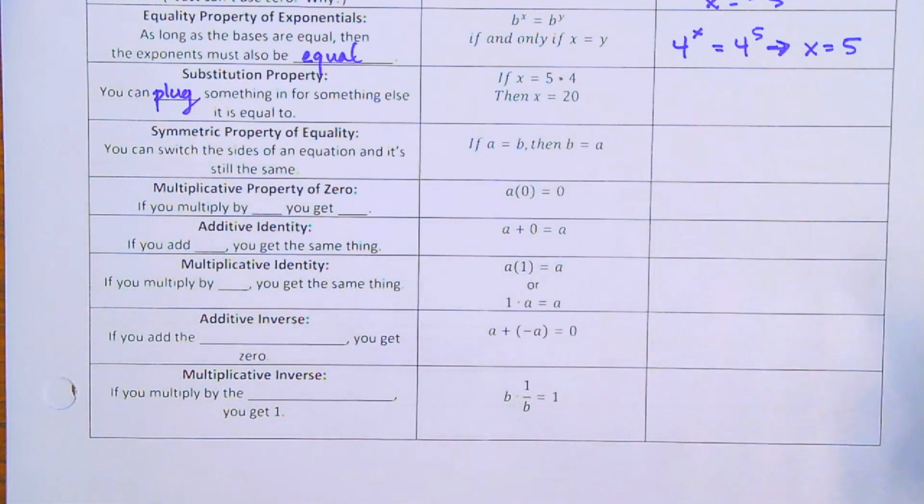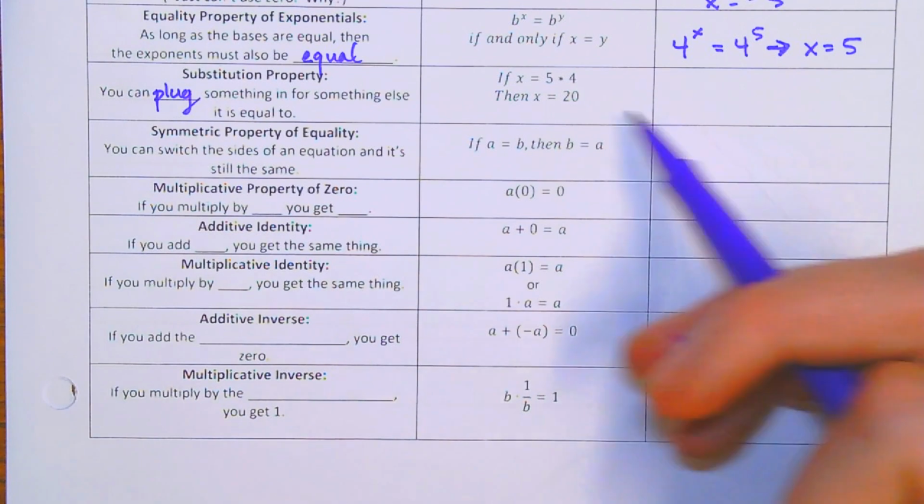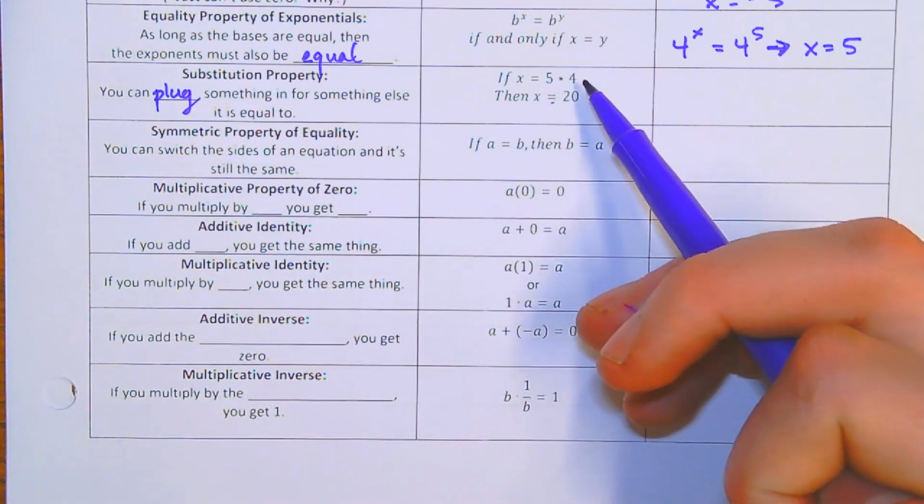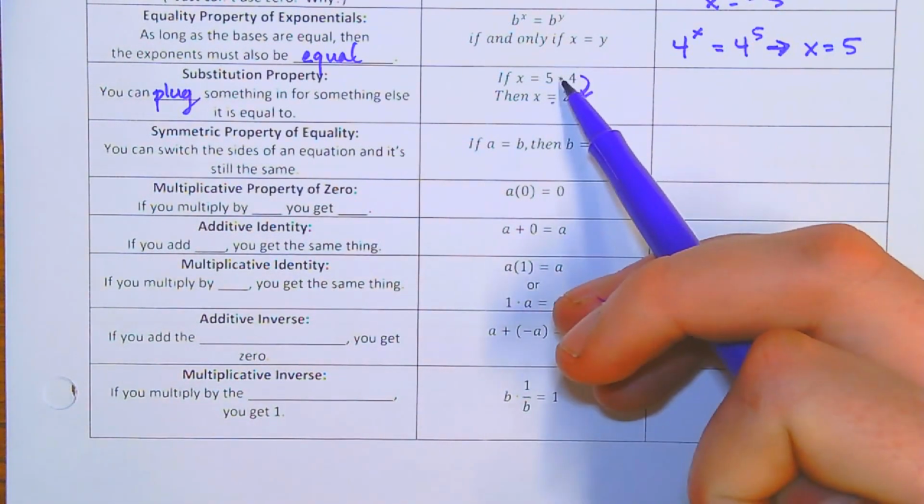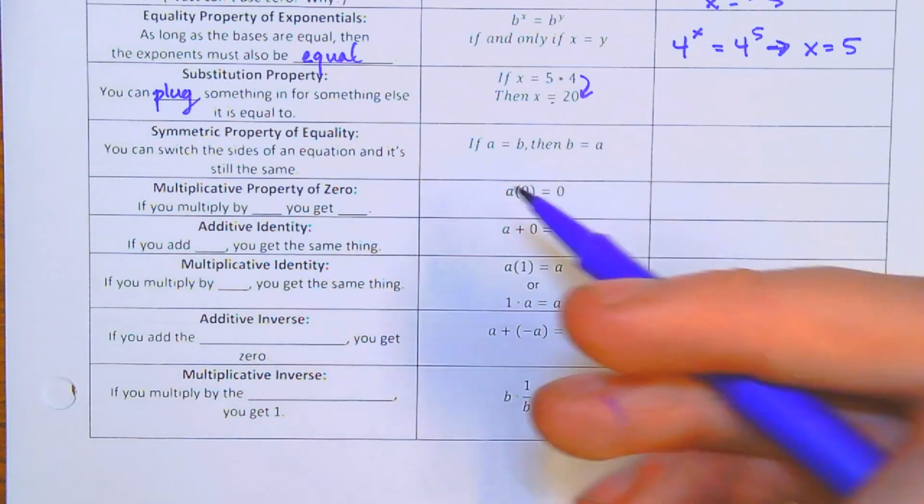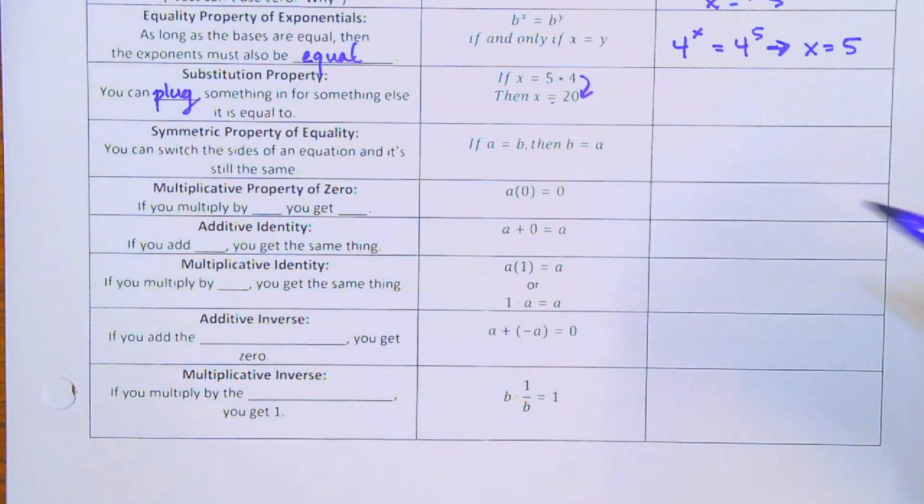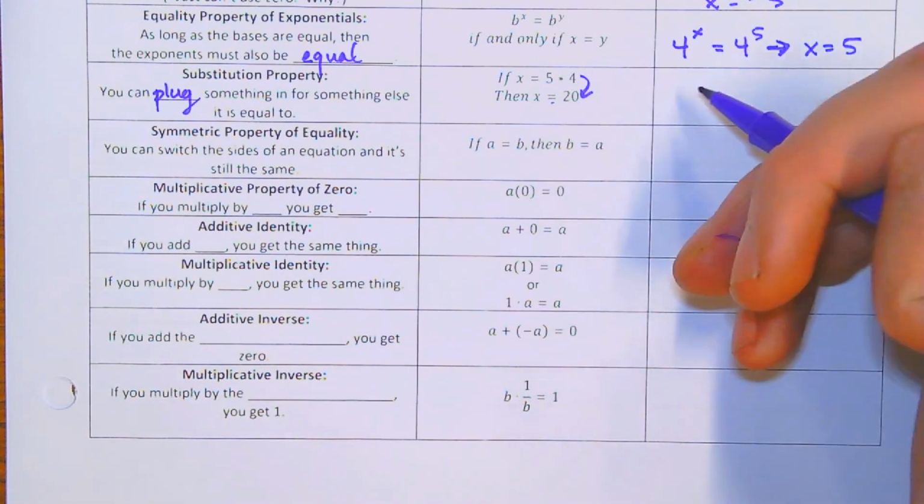Let's say x is equal to 5 times 4. Then x is equal to 20. So the substitution happens right here. 5 times 4 turns into 20. You guys can think of it as actually just doing your basic math. Okay? So, here's an example that I like to use.